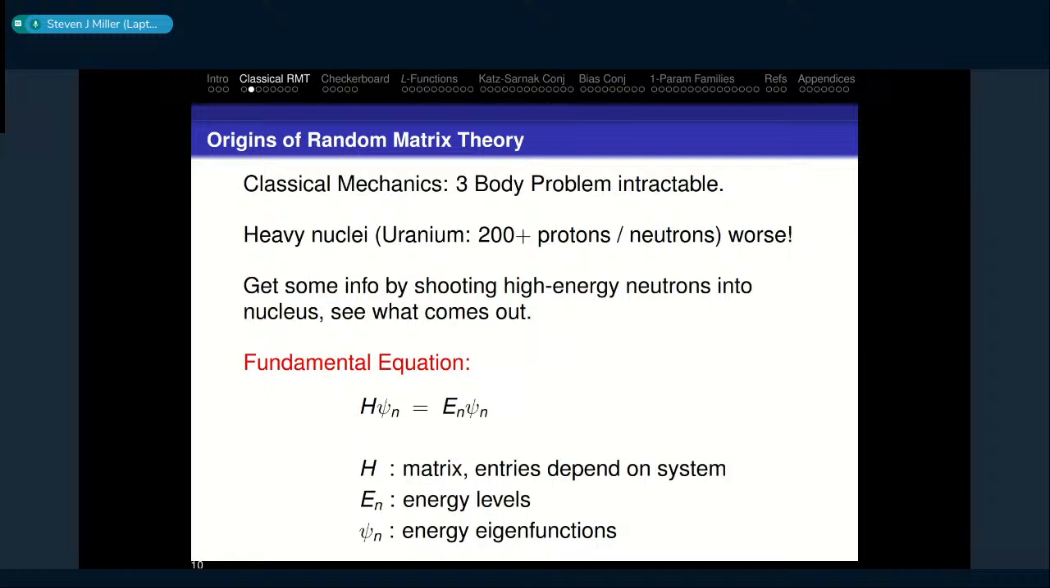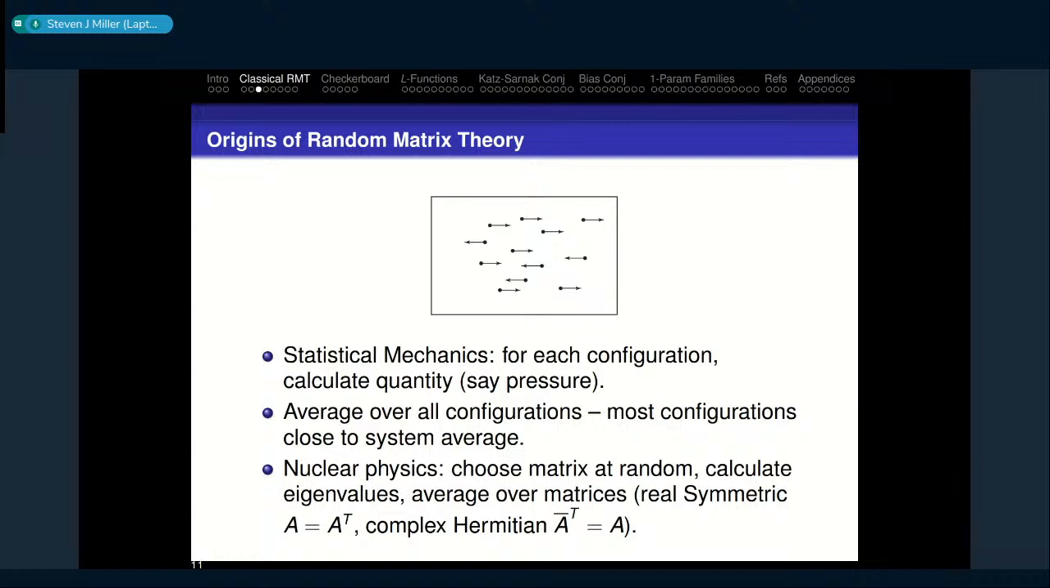And so Wigner's great insight was to model this like we would with statistical mechanics. Rather than trying to write down the specific matrix for our system, look at a bunch of matrices that should have similar properties and model whatever we know. Maybe there's time reversal symmetry, and that puts some constraints on what types of matrices you can look at. For each matrix, we can calculate the distribution of energy levels. Then we can average over all matrices, and the hope is that a general matrix will be close to the system average.